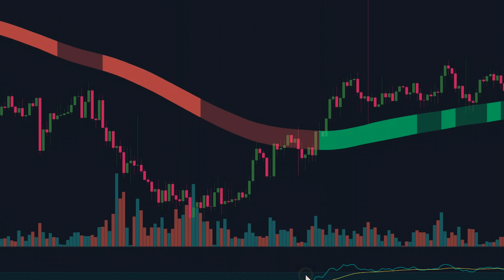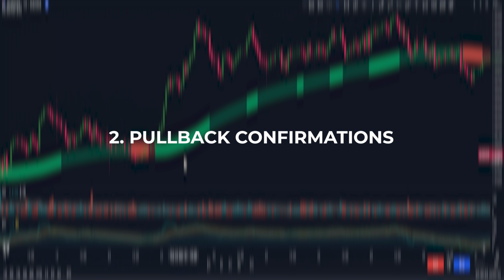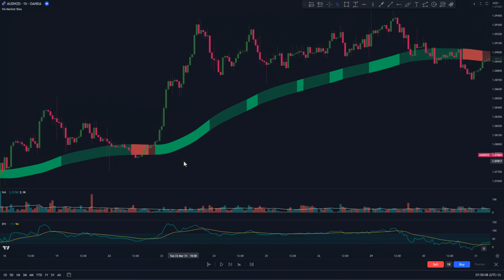Now, you may be asking yourself, but how exactly will these extra indicators be of any help? Well, for starters, the market bias indicator is going to be used for two things. First, trend confirmation to ensure that we're only trading in the direction of the overall market trend. Second, pullback confirmations, because we want to enter our trades during pullbacks to get better prices.